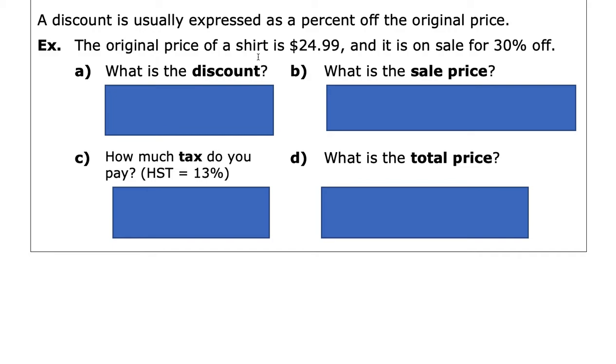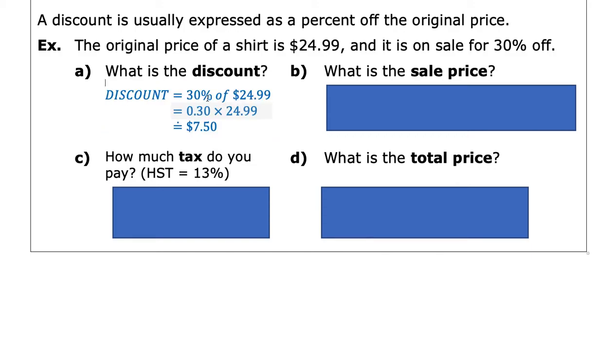So the original price of a shirt is $24.99 and is on sale for 30% off. What is the discount? If we want to calculate just the discount, we know that's 30% of the price, so 30% of $24.99 is what we need. We can find the percentage of a number by using the decimal equivalent. 30% is 30 divided by 100, and that's the decimal number we multiply by the amount, and we get our discount of $7.50.